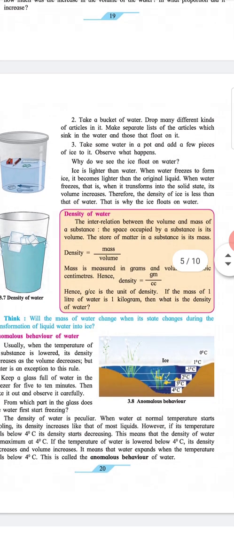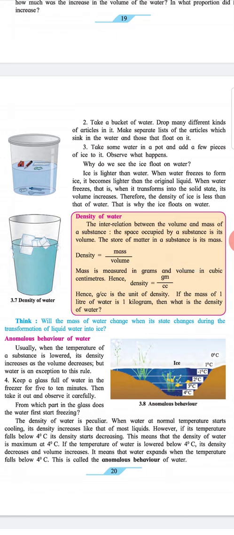Ice is lighter than water. When the water freezes to form ice, it becomes lighter than the original liquid. When water freezes, that is, when it transforms into a solid state, its volume increases. Therefore, the density of the ice is less than the density of water. That is why ice floats on water.